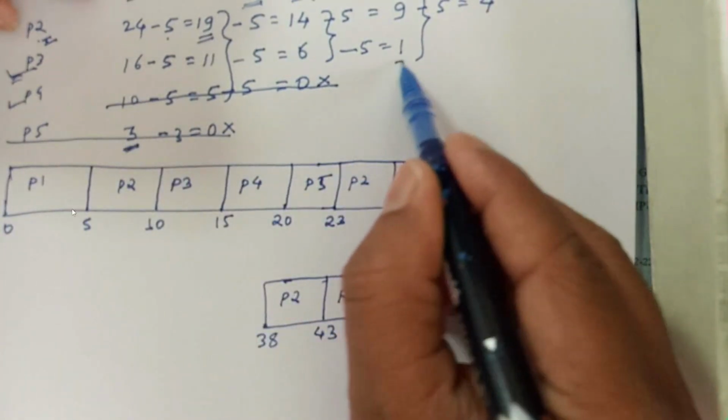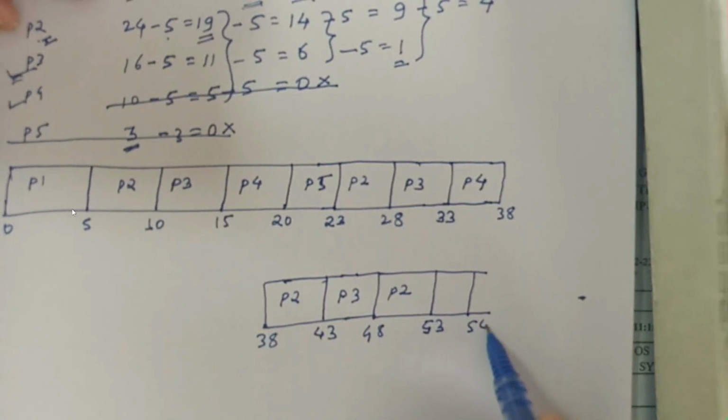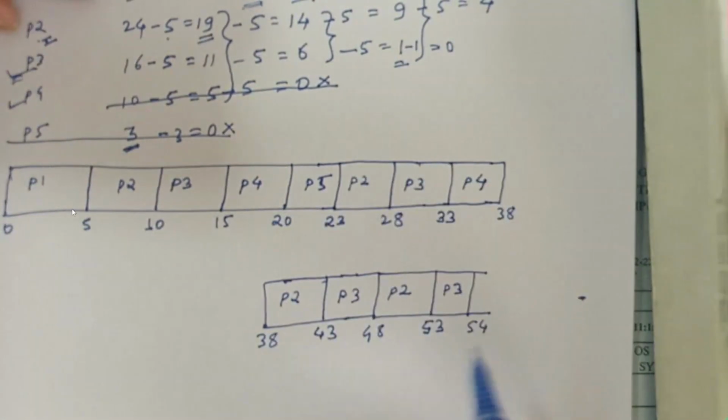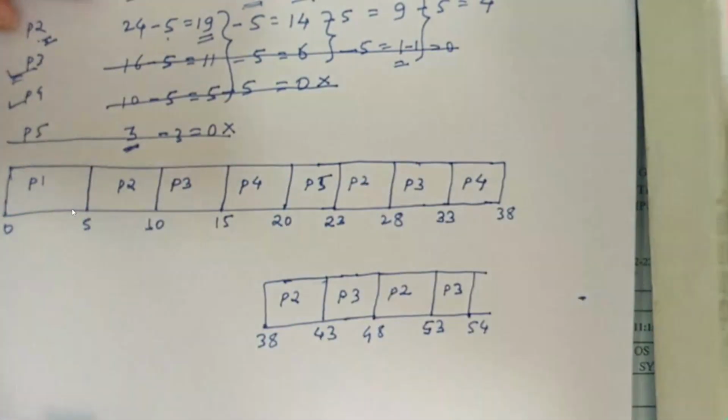Process P3, remaining time is only 1. So 53 plus 1, that is 54. At 54, process P3 will execute for 1 unit, not 1 time slice, 1 unit, and its remaining time is 0. That means at t equal to 54, process P3 has also completely executed.